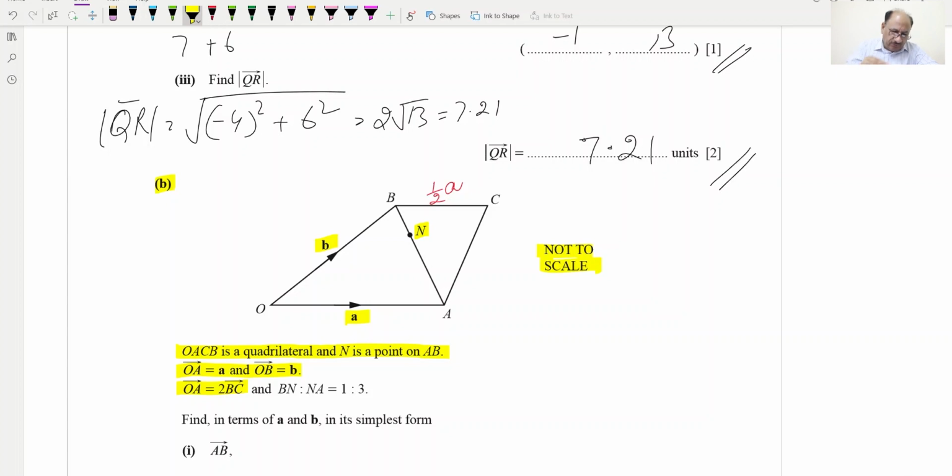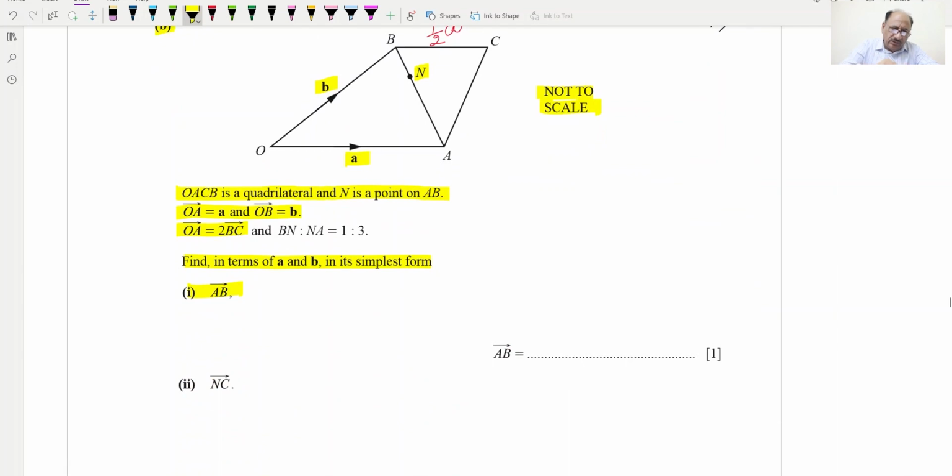They are saying find in terms of A and B in its simplest form AB, which is basically what we have done, which is 1 by 2A. So our answer will be 1 by 2A. This is a 1 mark question. Now next, in this portion they are saying BN to NA. BN is this one and NA is this one, in the ratio 1:3.